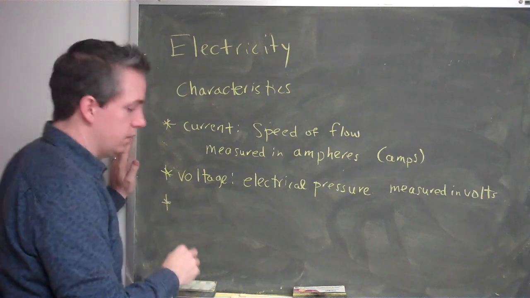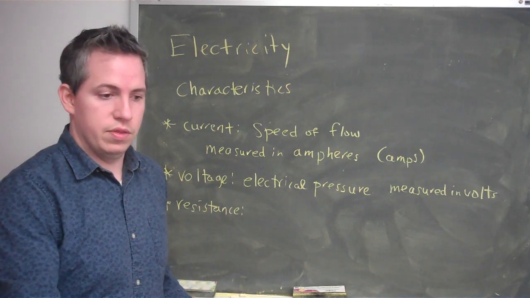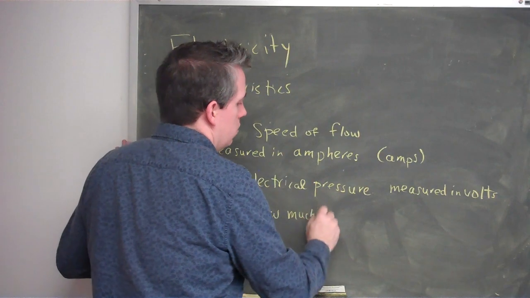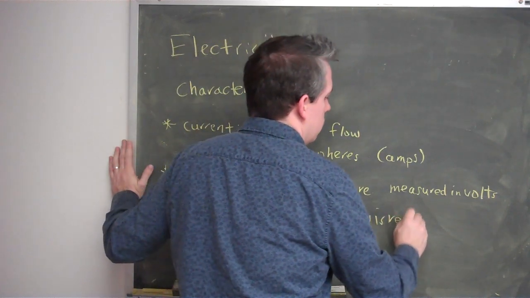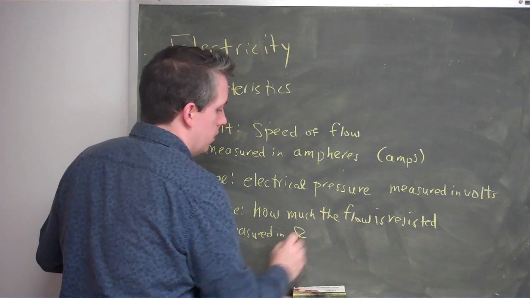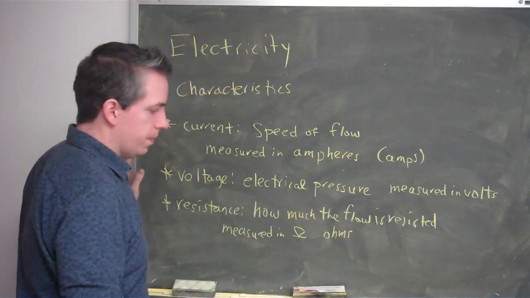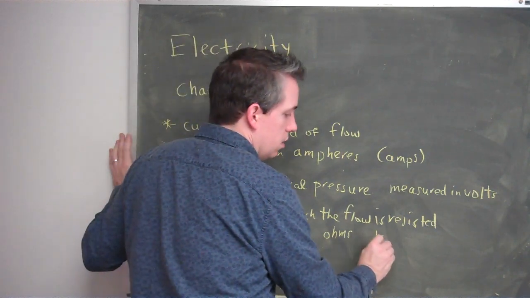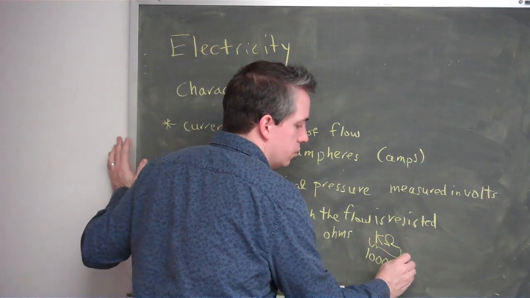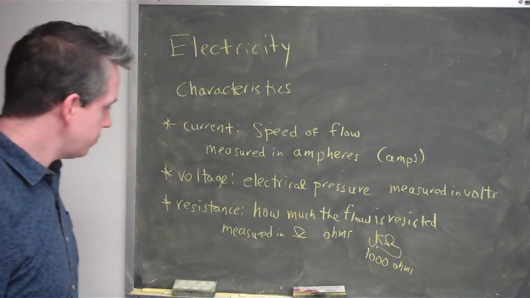And then the last one is what we call resistance. Resistance is how much the material resists the flow of electricity. And we measure this in ohms. We denote it with this capital omega, and we call it ohms. What ends up happening a lot of times is you might see a K in front of that, and this would mean 1,000 ohms. So if you see like 4K ohms, it'd be 4,000 ohms altogether.